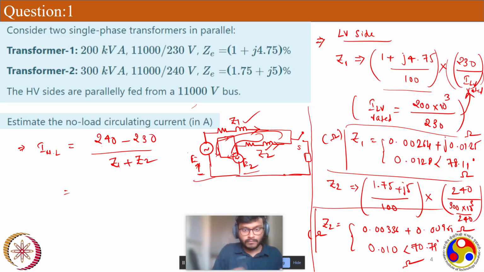I'm just writing the magnitude and angle. I'm writing the polar form here. That's what I got: 436.68 at an angle of minus 74.81 degrees, and this will be in amps.